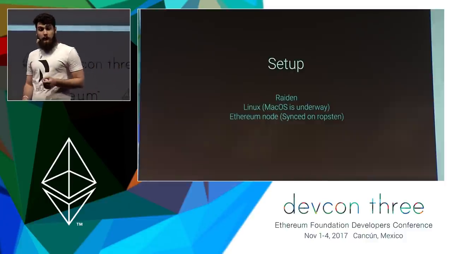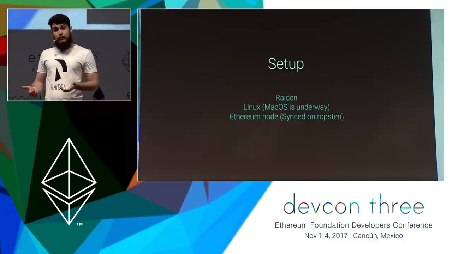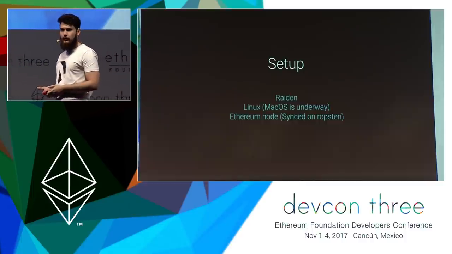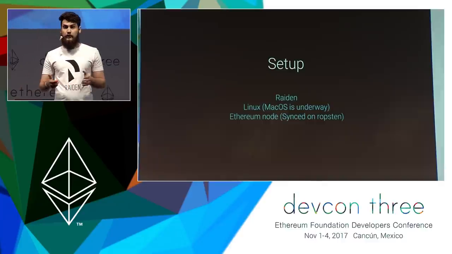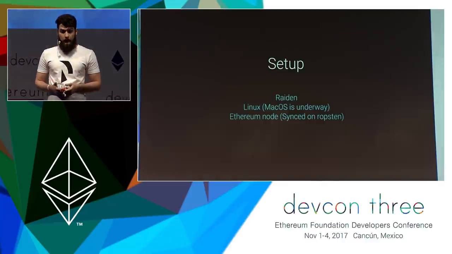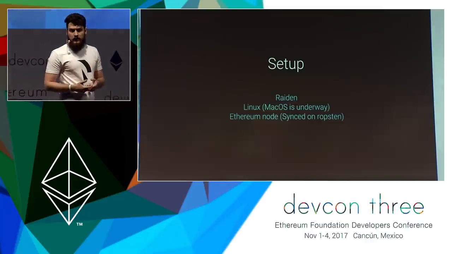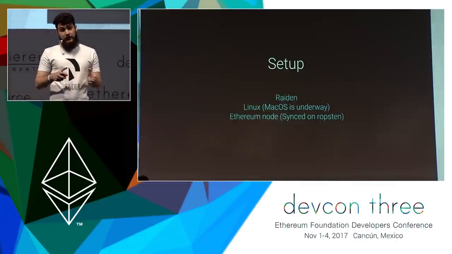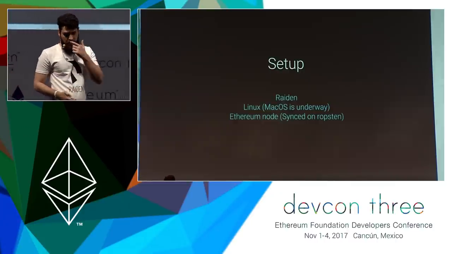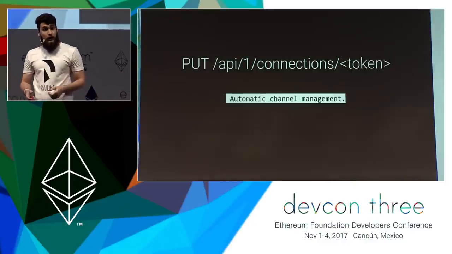I also want to point out that Raiden is not an Ethereum node. Raiden is a separate process that communicates with an Ethereum node. So to use Raiden, you will also need an Ethereum node running on the machine that you're working on. And for the Raiden process to communicate with the Ethereum node, you will need to enable JSON RPC, because that's the current interface that we use to communicate. So once you have the setup done, let's start to talk about how to use Raiden.